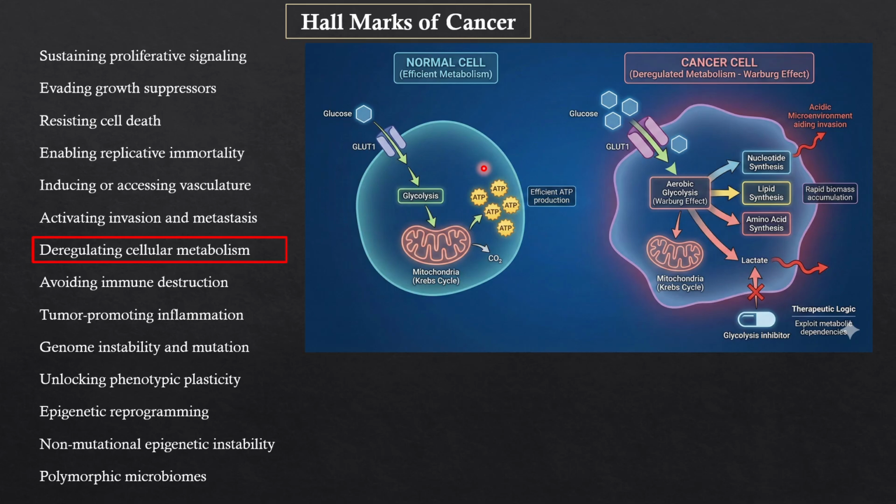So the seventh hallmark is the deregulation of cellular metabolism. Basically, in normal cells, there is efficient metabolism. The glucose is transported by GLUT1, and normal glycolysis happens, which produces a small amount of ATP. But this is further followed by the mitochondrial Krebs cycle, and this produces a large amount of ATP as well as carbon dioxide. This is how normal cells efficiently produce ATP.